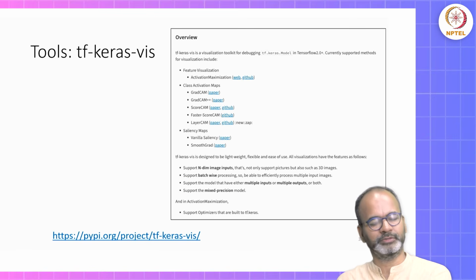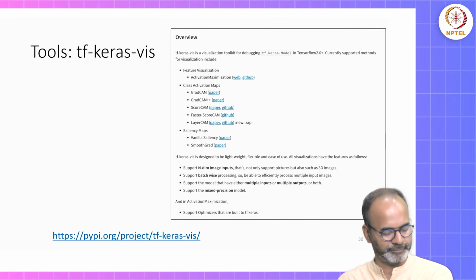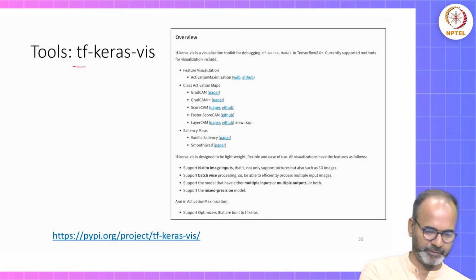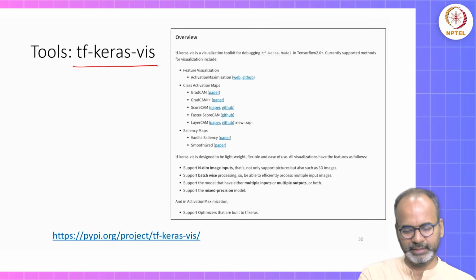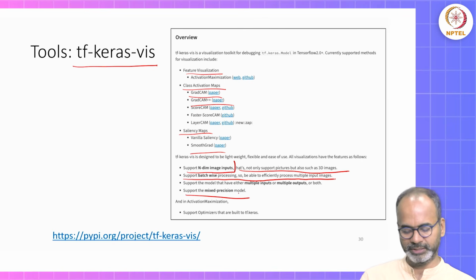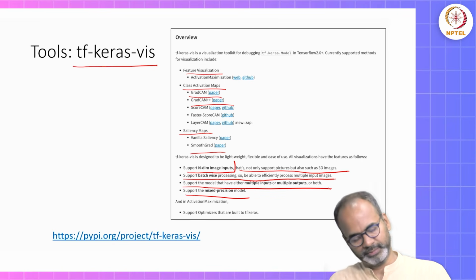Yeah, here are some examples of the code and everything that I mentioned before. Right? This is TF Keras. What it does is it gives you feature visualization, which we'll see in a bit. But we also saw class activation maps, Grad-CAM, Grad-CAM++, saliency maps. It gives you code to support n-dimensional image inputs. That's not only pictures but also 3D images. It supports batch-wise processing, so you can efficiently process multiple images, supports mixed precision models, and supports models with multiple inputs and multiple outputs.